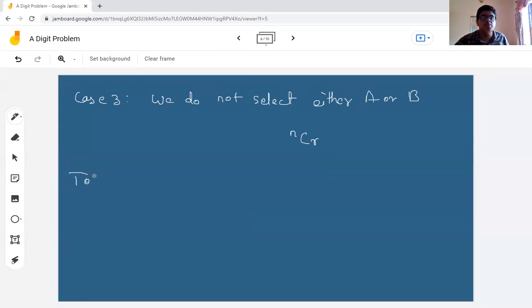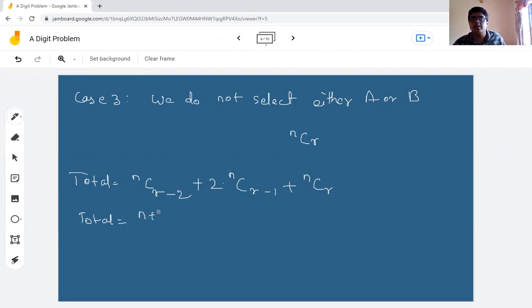So of course the total is going to be case 1 plus case 2 plus case 3. Case 1 was n choose r minus 2. Case 2 was 2 times n choose r minus 1. And case 3 was n choose r. But by our first argument, we also saw that the total is n plus 2 choose r, because we are selecting r people from n plus 2 people. So the total has to be equal to total. So we have n plus 2 choose r equals n choose r minus 2 plus twice of n choose r minus 1 plus n choose r. And thus our observation is now proved.